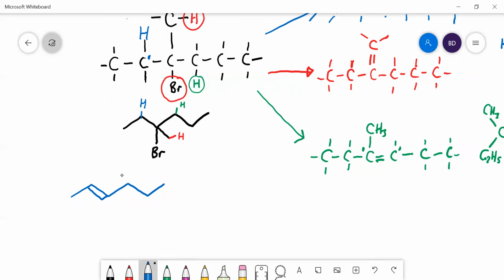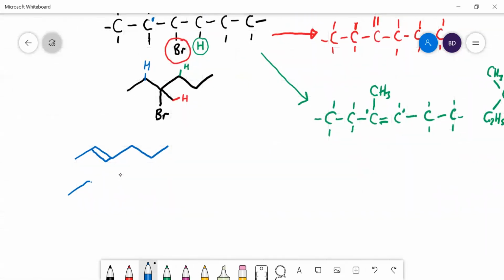The Z form you draw like this. And then I would have to draw that bond like that, and then the rest of it. Okay, so that's the Z form. I need to put the methyl group on there as well, don't I, which I'm missing. The methyl group goes there. The methyl group goes there.